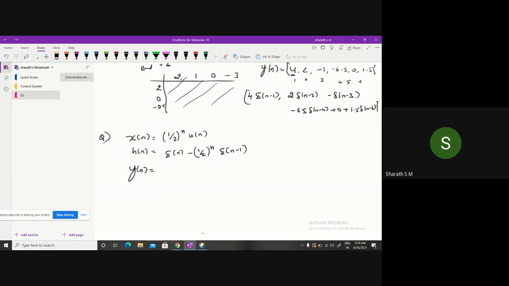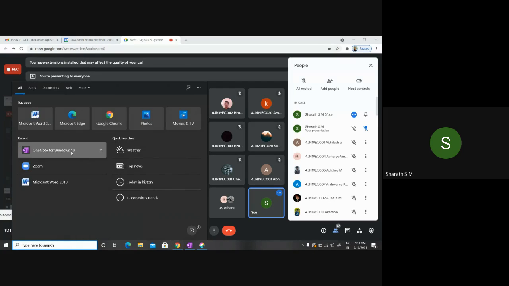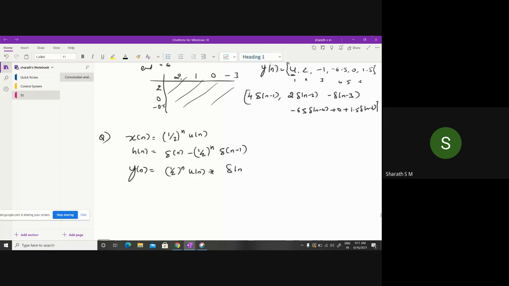So y of n is equal to x of n convolve with h of n. So x of n is (1/2)^n u of n convolve with delta of n minus (1/2)^n delta of n minus 1. So here we can go for the distributive property. So we can write down the individual convolutions.